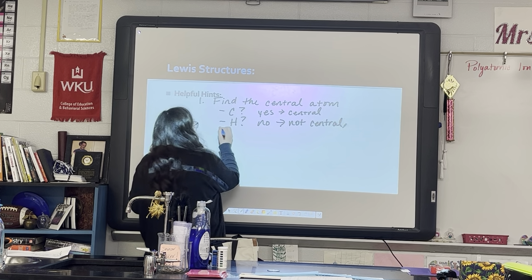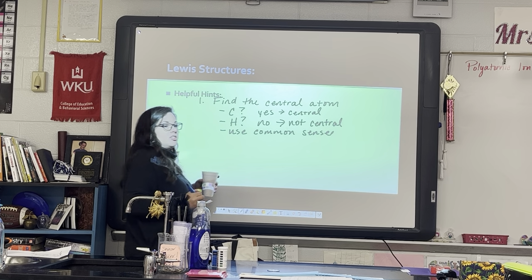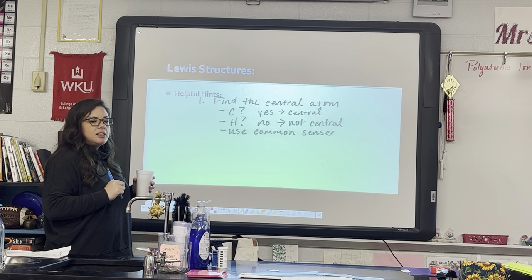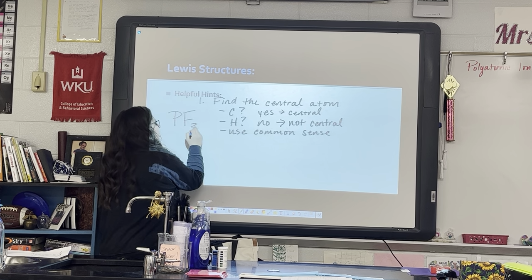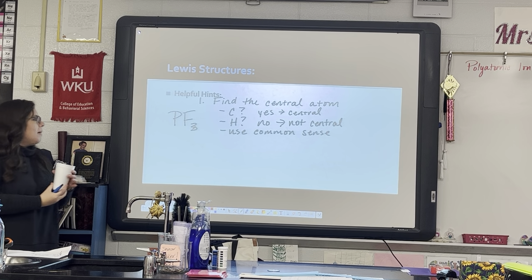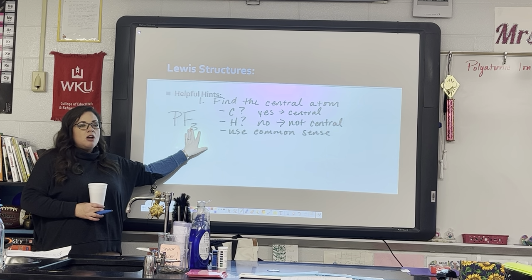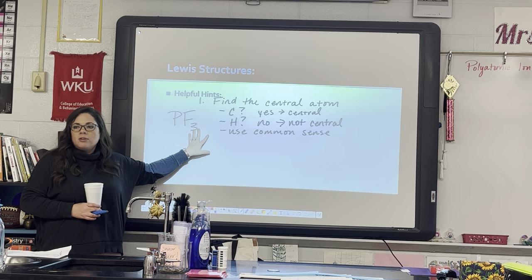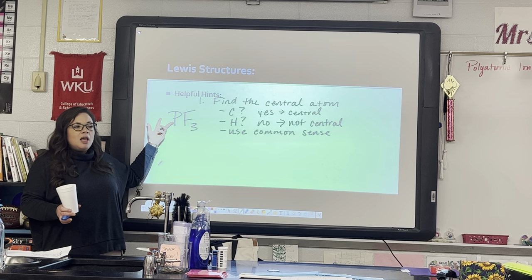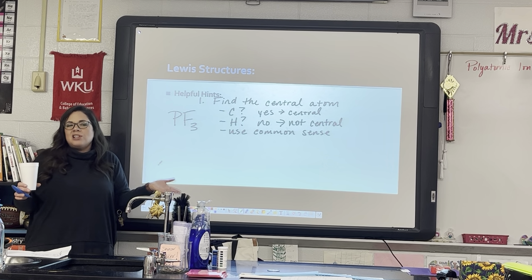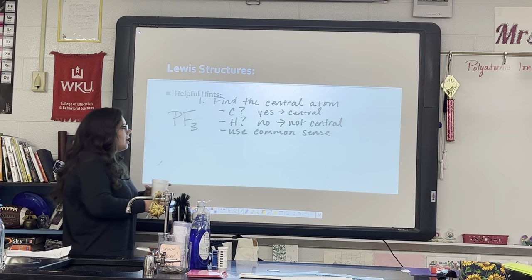All right, the next helpful hint is to use common sense, which I know some of you don't have, so I'll give you the technical definition in a second. But here's the common sense. If you have a formula like PF3, which would make more sense? Should I put the one phosphorus in the center with the three fluorines around it? Or should I put one of the fluorines in the center with a phosphorus coming off and two fluorines coming off? Which would make more sense? Probably the one phosphorus, right? Because there's only one of them. And then put the three fluorines around it. That just makes more sense. So that's what I mean by use common sense. But sometimes you can't do that, or maybe you lack that, all right?